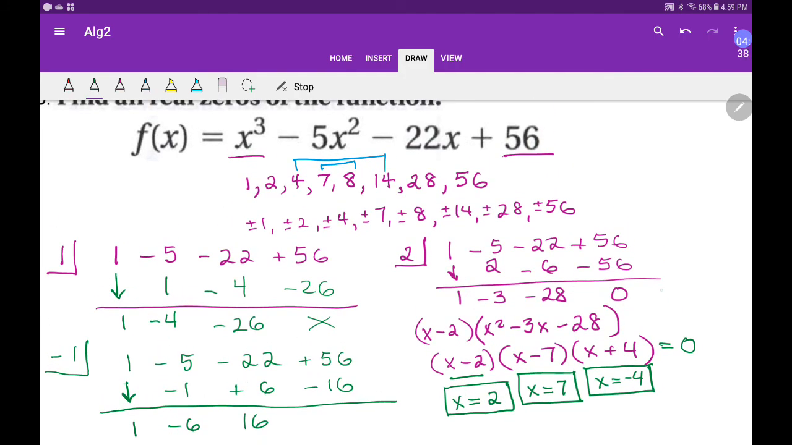And once I found one of them, once I got a 0 here, I was in good shape because it's much easier to recognize this and how to factor it than this up here. That's a little harder to recognize.